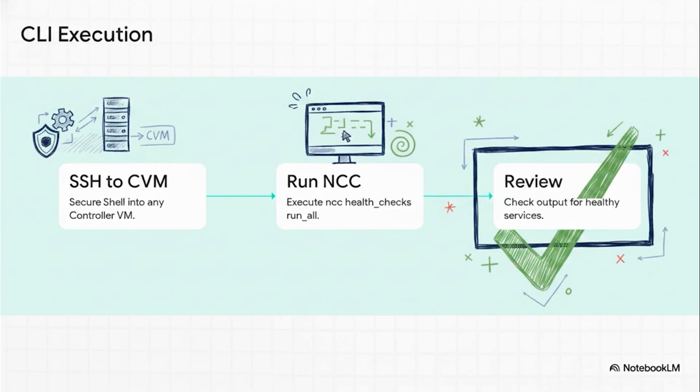Let's break down the CLI method first. It is incredibly straightforward, but highly testable. You simply establish a secure shell and SSH session into any CVM in your cluster. Literally, any of them will work. From there, you just execute this exact command syntax: ncc health_checks run_all. It's that easy. The system will chew through the scripts, and once it's done, you just review the complete output in your terminal to verify all services are healthy.